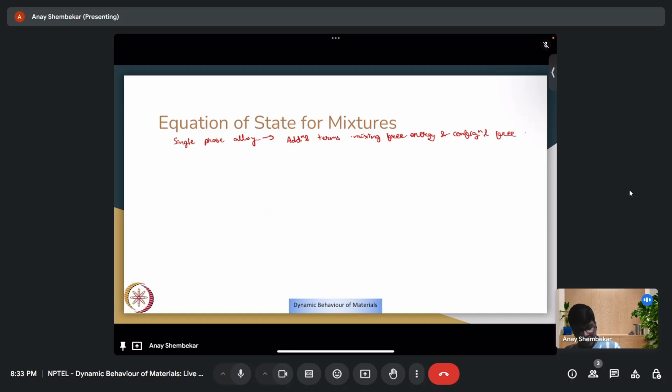So what do I mean by single phase alloy? Assume that the vertices of a cube are one kind of atom, A, and inside I have another atom B. All A is at the vertices. How A and B come together will have some effect on the potential energy function that we already discussed.